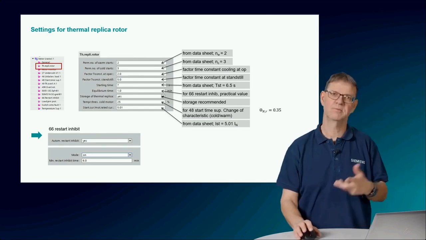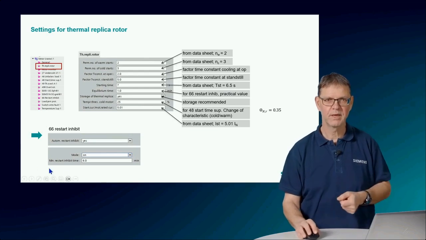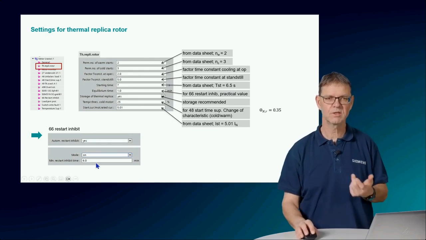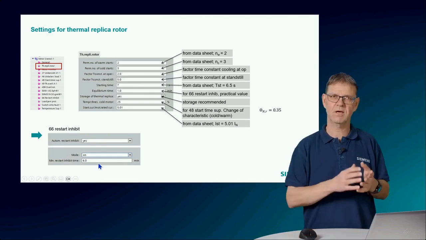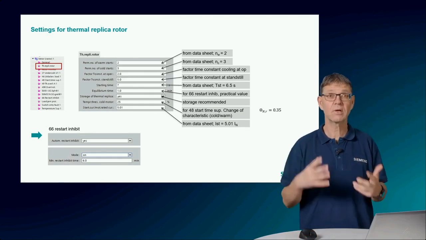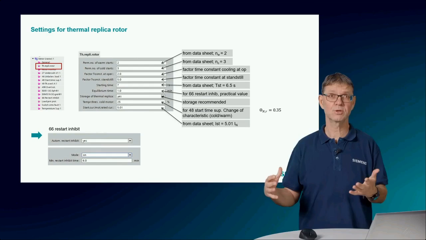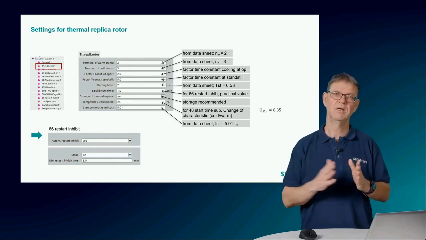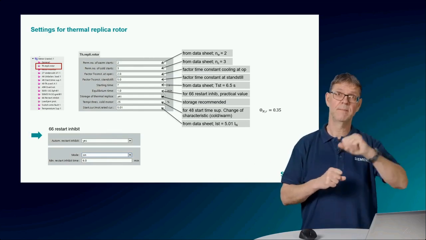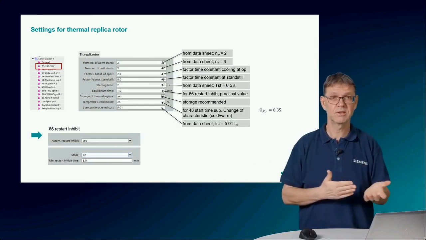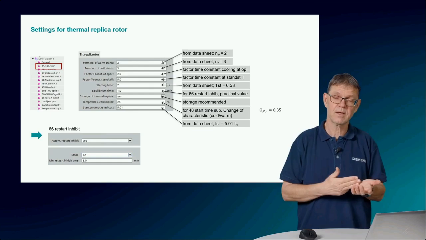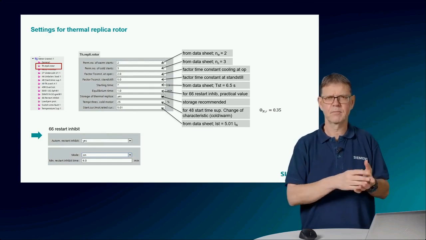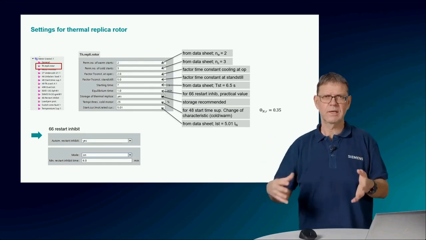Okay, what else? We can switch it on, the mode, and then we have the minimum restart inhibit time. This is just the time running in parallel to the calculated restart inhibit condition. So if we switch off the motor, this is a minimum time when we are above the maximum temperature, this restart inhibit temperature, that we do not allow the reclosing.